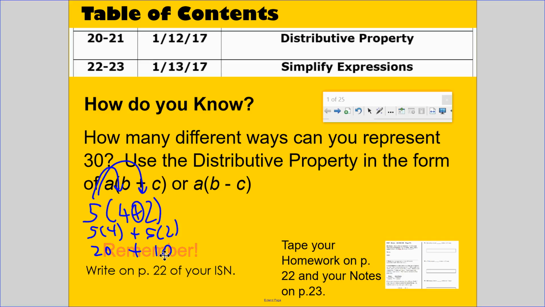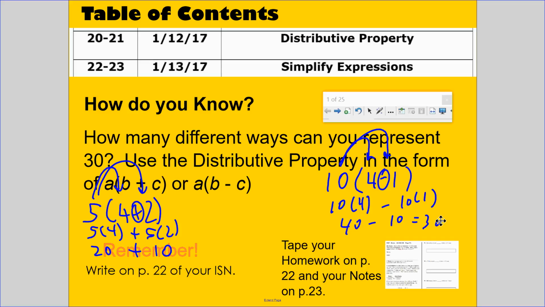All right, let's use subtraction. So A times the difference of B and C. Let's do 10 times the quantity of, so 10 times 3, so let's do 4 minus 1. Let's see if this one works. 10 times the quantity of 3 is 30. That works. But if I want to use the distributive property, 10 groups of 4 minus 10 groups of 1, 40 minus 10 is 30.